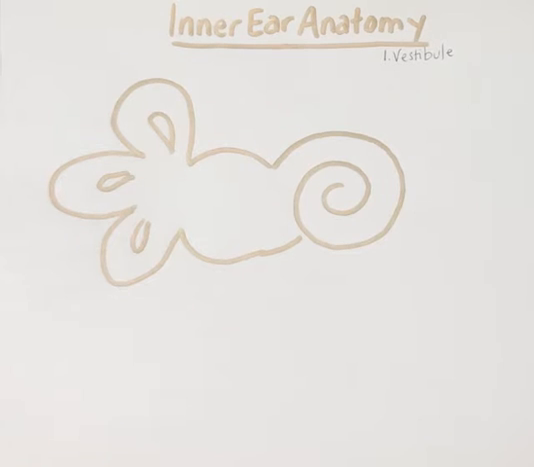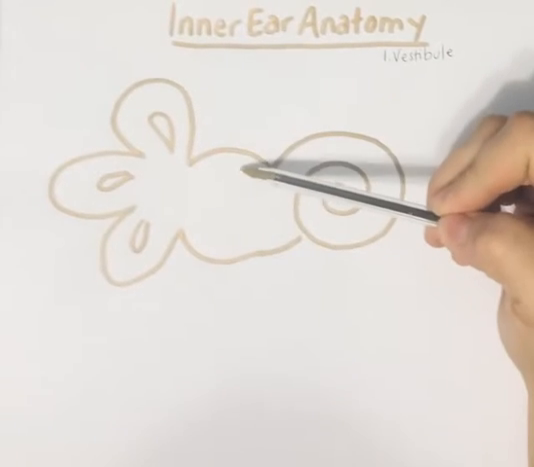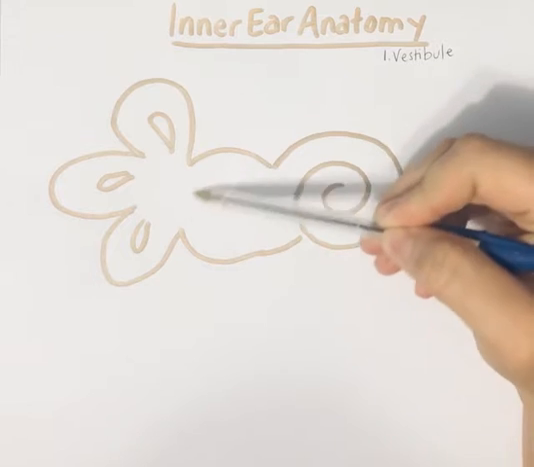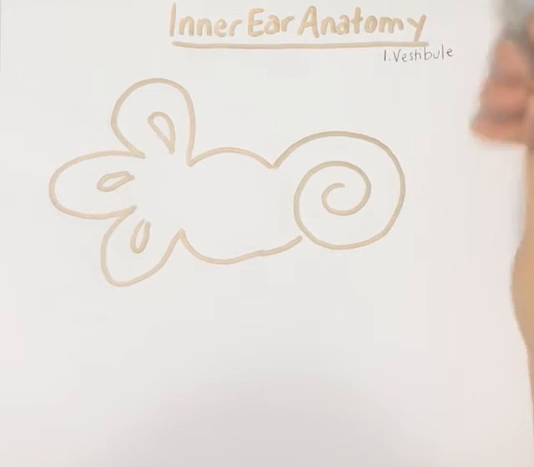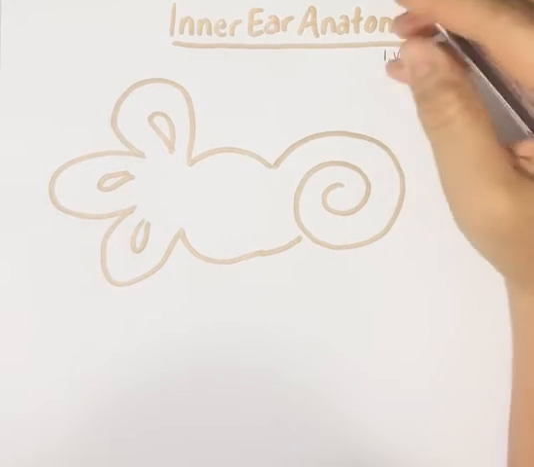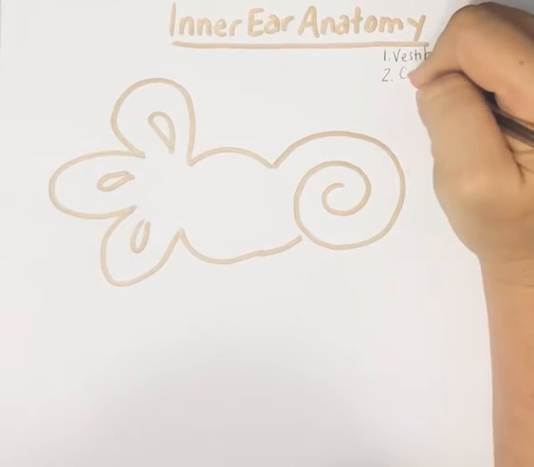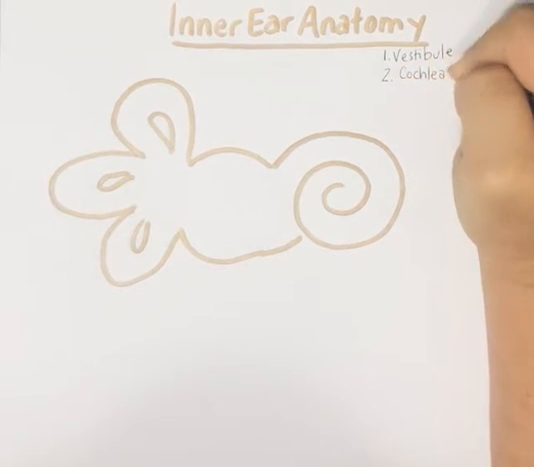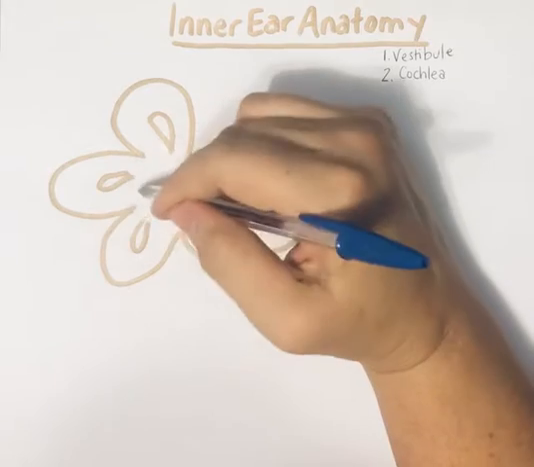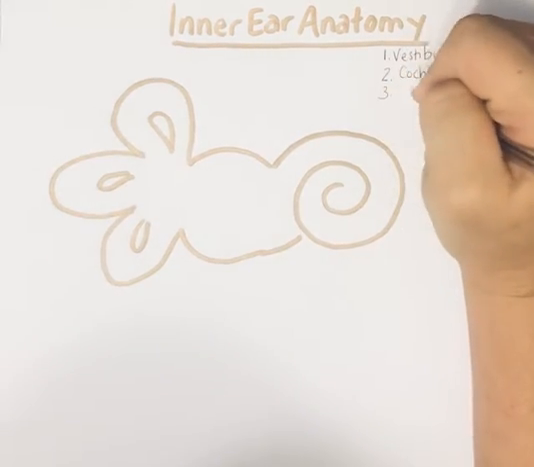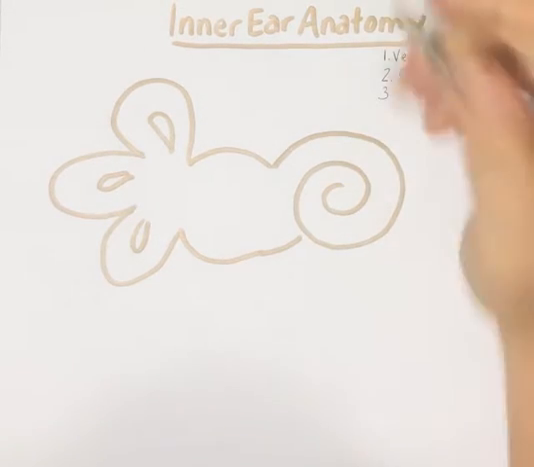Over the inner ear. The inner ear anatomy, when we look at this piece right here, the center piece right here is called the vestibule. This piece over here that looks like a snail is the cochlea. And then these three right here are the semicircular canals. So that is basically the inner ear.